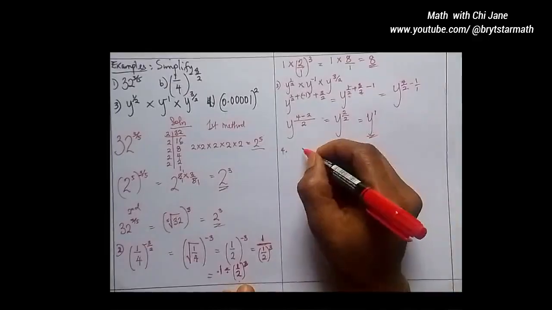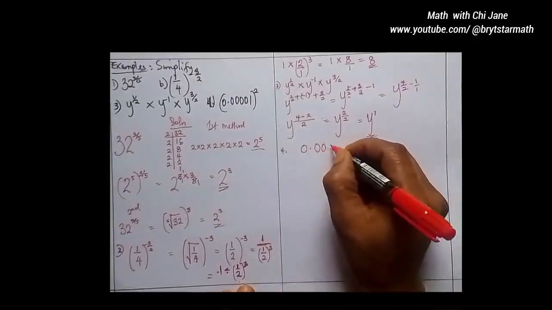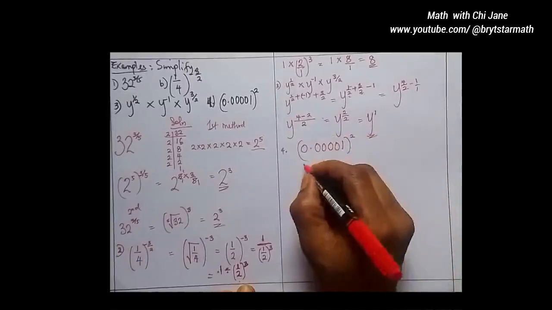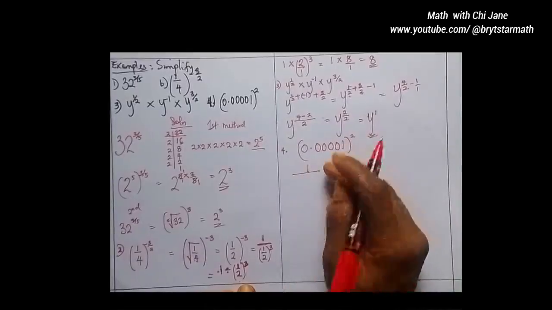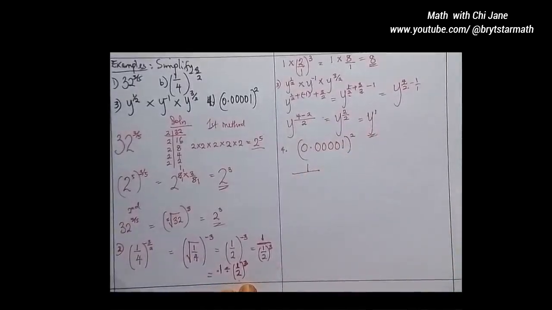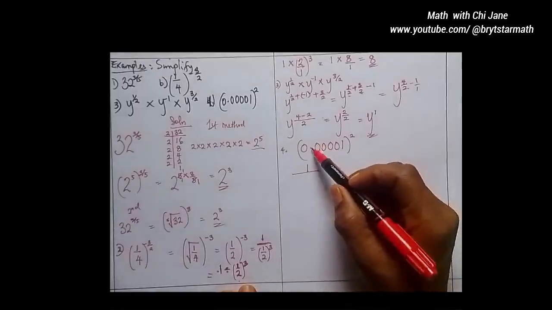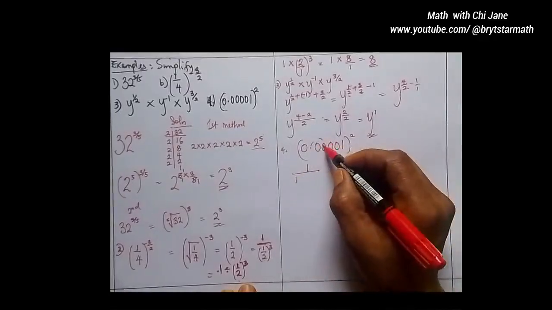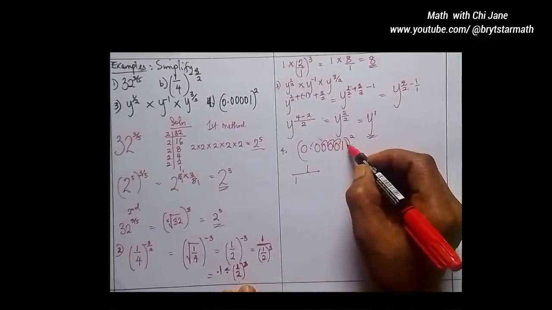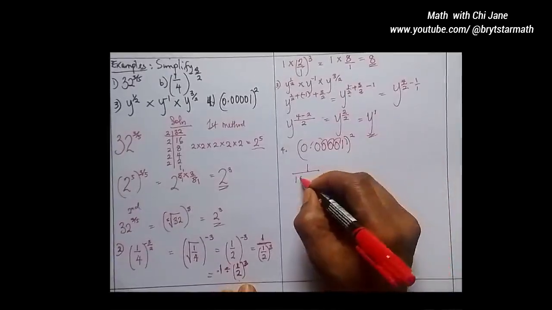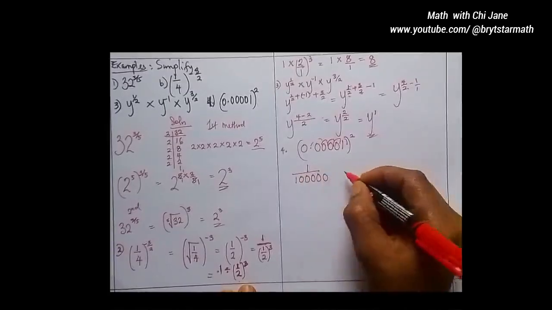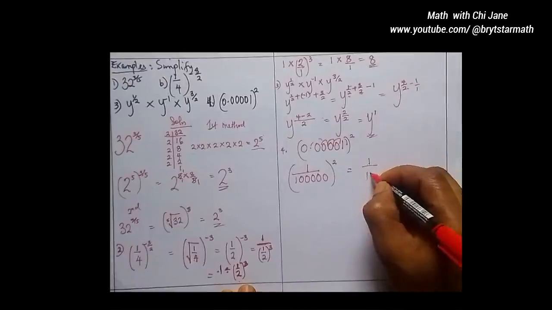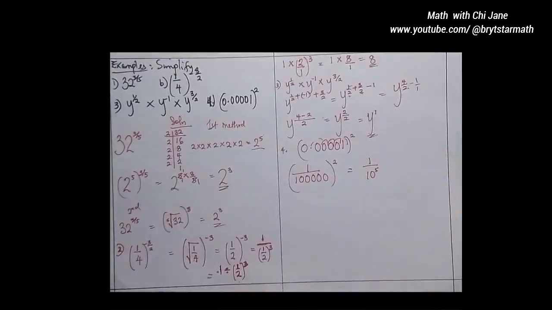Then the last one is for decimal fraction, where we have 0.00001 raised to the power of 2. We'll turn it into a fraction. This is a decimal, so I'll turn it into a regular fraction. The number of times the decimal point moves is the number of zeros you will get after 1. 1, 2, 3, 4, 5. The decimal point moves 5 times, so you have 1 followed by 5 zeros, everything raised to the power of 2. So this becomes 1 over 10 raised to the power of 5.